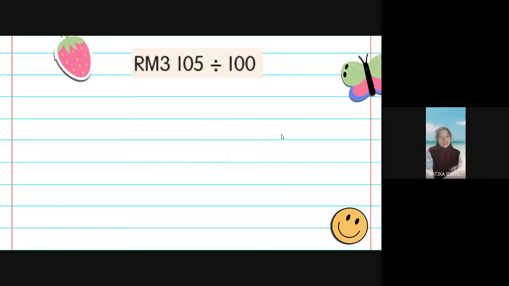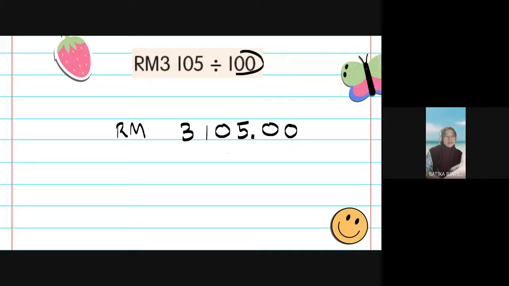Okay, now, can you give me the answer for this? The original decimal point is at the back, right? 0.00. So you need to move how many times to the front? 2 times. Yes. So what is the answer? Move 2 times. 1, 2. See, so this is the new decimal point. The answer is 31 ringgit and 5 sen. Yes, correct Rania. Right. Forgot to write RM.